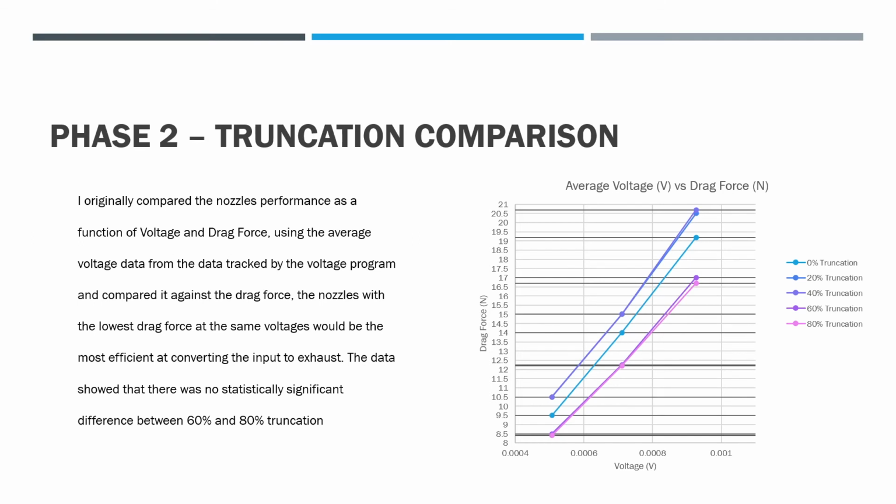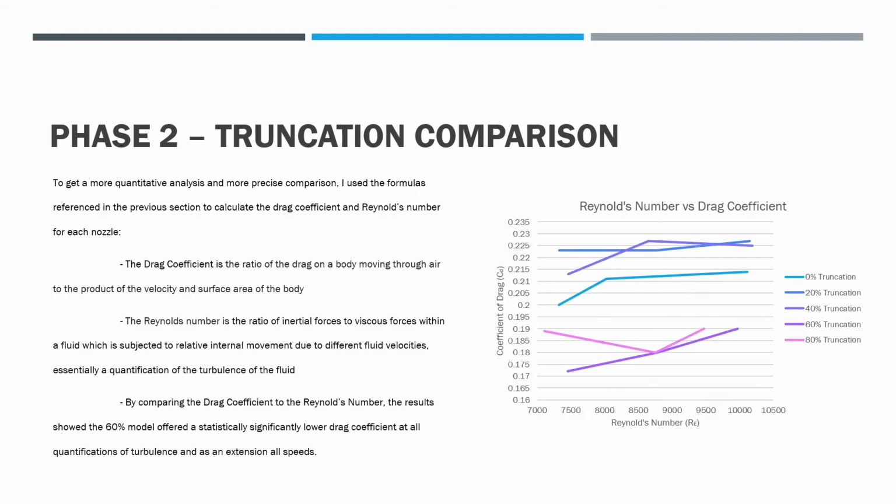In this case, the nozzles with the lowest drag force at the same voltages would be the most efficient at converting the input to exhaust. The data unfortunately showed that there was no statistically significant difference between the 60% truncation and the 80% truncation. So based on a recommendation from Professor Nedyalkov to get a more quantitative analysis and more precise comparison, I used the formulas referenced in the previous section to calculate the drag coefficient and Reynolds number for each nozzle.